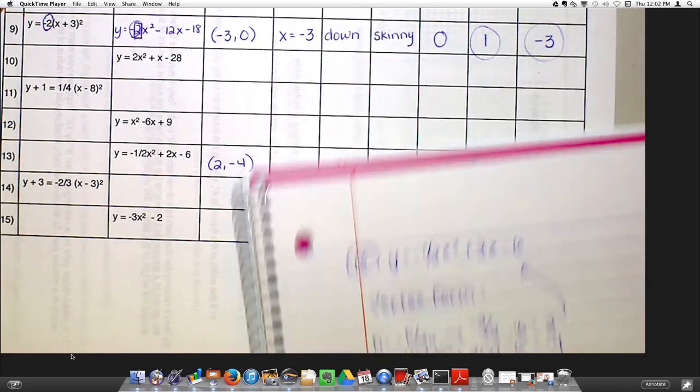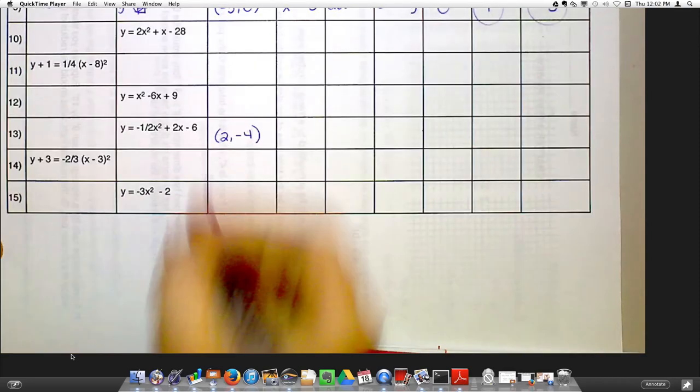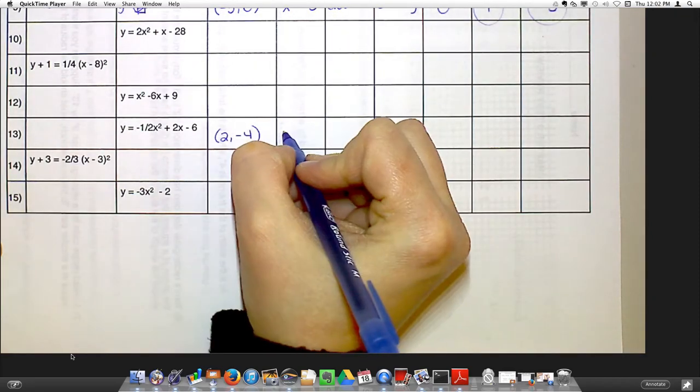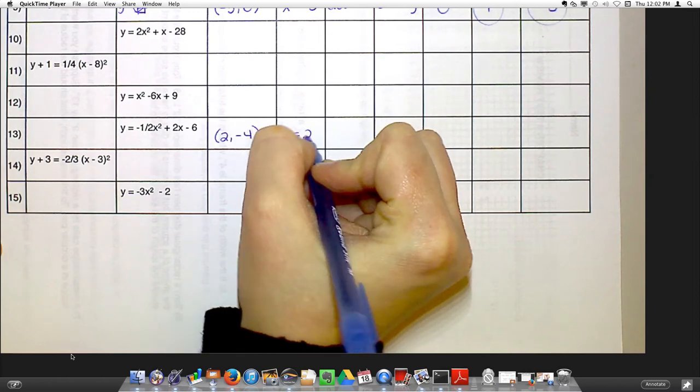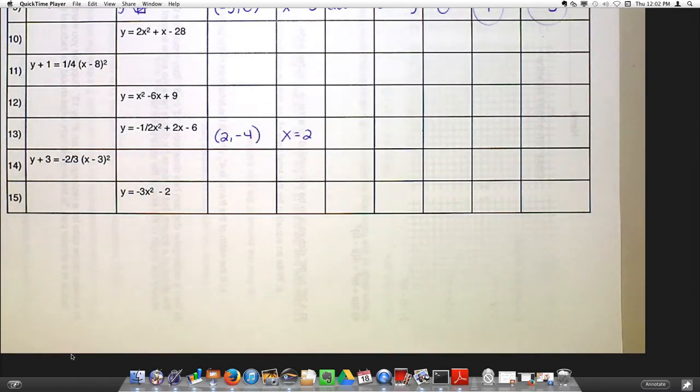And I can also do my axis of symmetry right now. What's my axis of symmetry? It is x equals 2. You will lose points if you do not include the x equals.